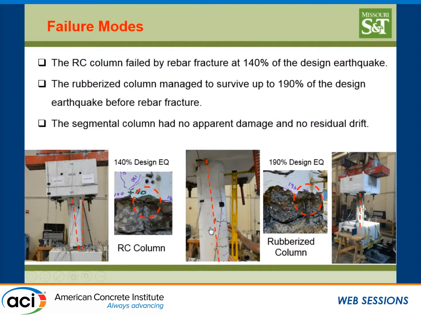Here we look at the damage. This is the vertical line over here. This is just to indicate the residual displacement visually. And here is the rupture that happened at 140% for the conventional concrete. Very much the same here, but it happened at 190. And here is the rupture of the rebar for the rubberized column. And this is the segmental one, vertical.